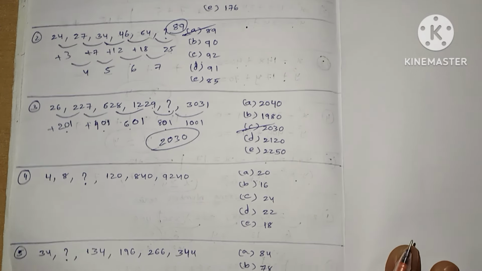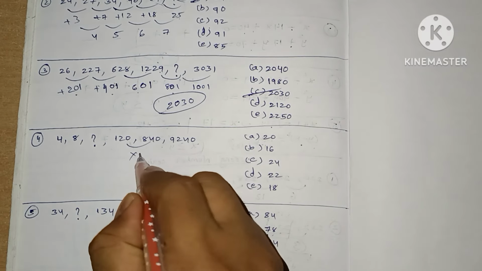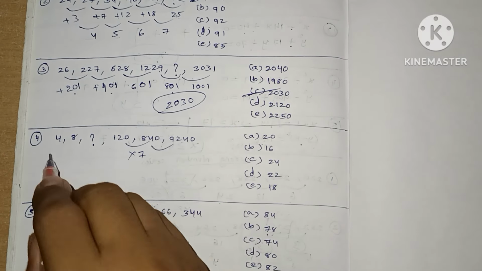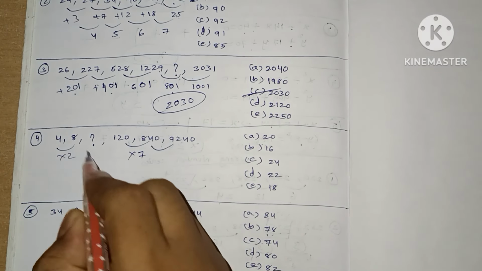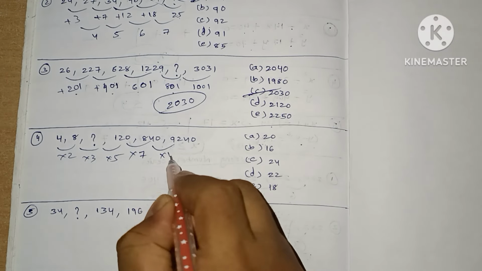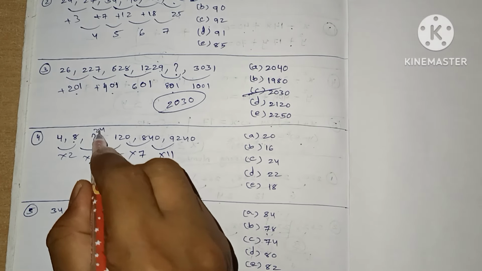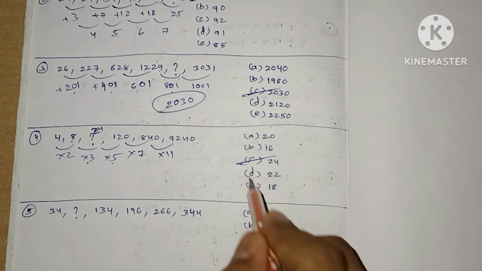Next, fourth question. Here it is clear that this is into 7 times and this is into 2 times. So it must be into 3 times and it must be into 5 times and it is into 11 times. So 8 times 3 is 24, 24 times 5 is 120. So answer is 24. Option C is our answer.